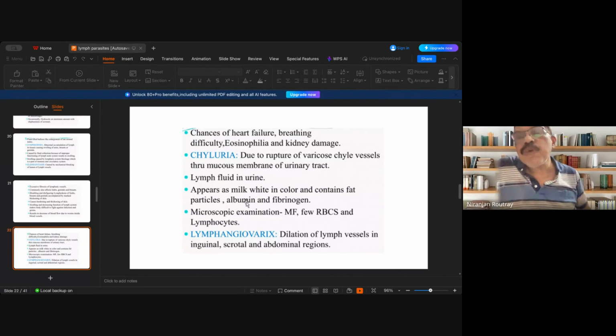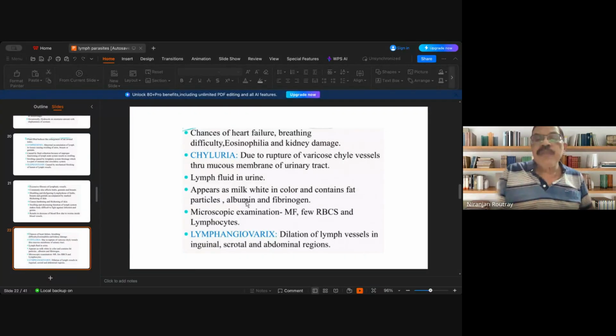So lymph fluid passes into the urine and it appears milky white in color due to the presence of chyle, the milky white product. When it is present in the urine, it is called chyluria. It appears white in color and contains fat particles, albumin, and fibrinogen.